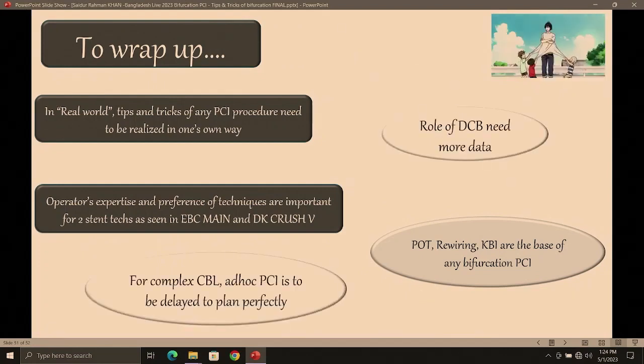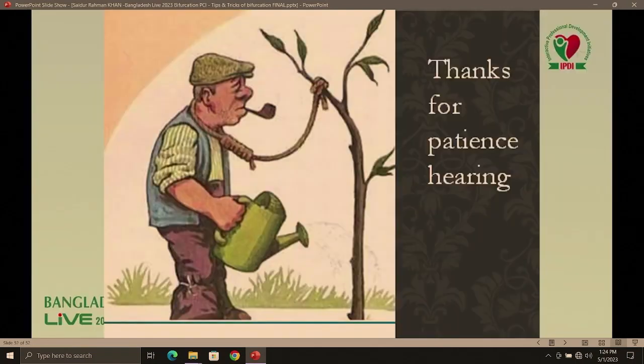For complex bifurcation lesions, ad hoc PCI is rather to be postponed. You can go for a planned, upfront 2-stent strategy the next day so that you can keep your brain cool. And the role of drug-coated balloon, we have to rethink, and of course we need more data for that. Thank you very much for your patience in hearing.